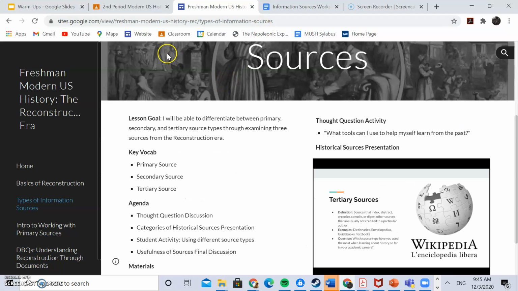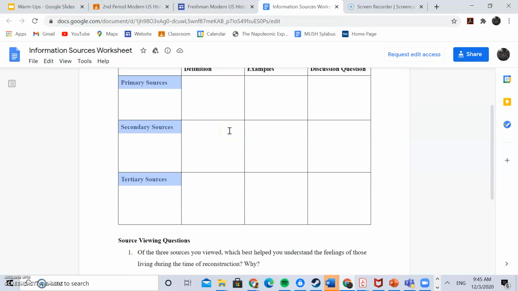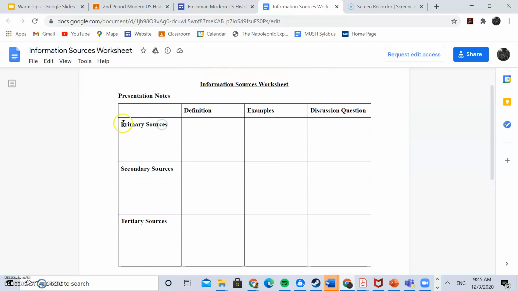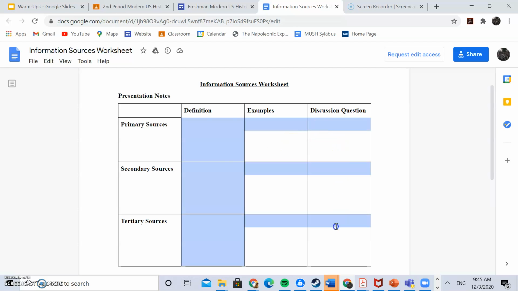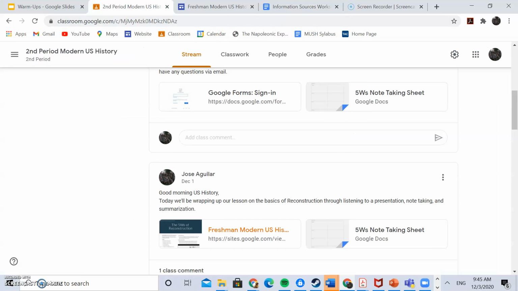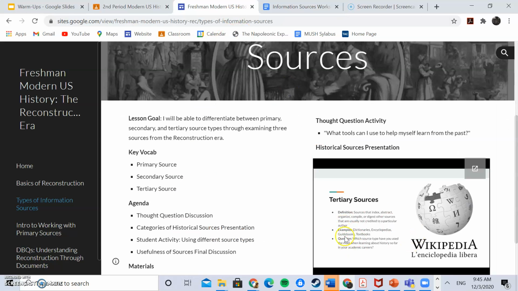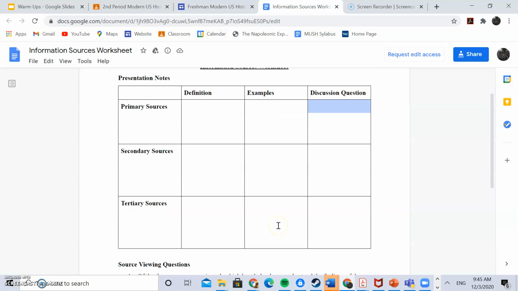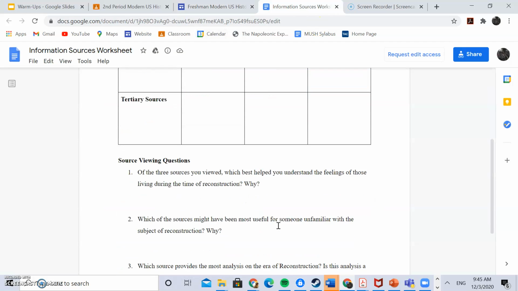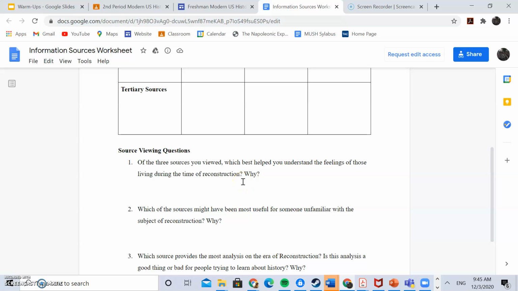Okay, since you've seen that slideshow presentation, you should have an answer to everything in these boxes: the definition, the little examples I gave, and then the discussion question. The discussion question is the little question at the bottom of each slide. Next up, we have the source viewing questions. I'm just going to ask you guys this question, write down your little prediction. It's not really a prediction because these are a bit opinion-based, and then I'll give you my input as well. So first question, of the three sources, oh, my bad.